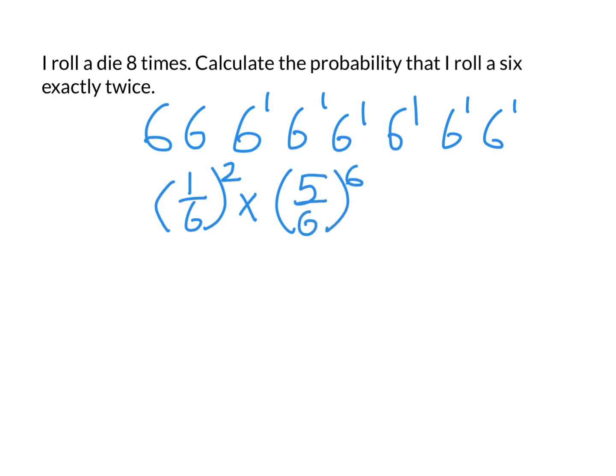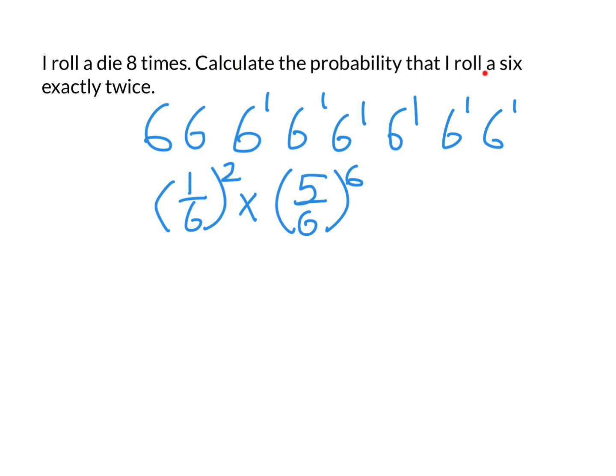So remember that each roll of the die is independent. That's why we can multiply the probability of each roll together. So 1 over 6 is to the power of 2 because there were 2 6s. 5 over 6 to the power of 6. So this is the probability you don't get a 6. This is the probability it happens 6 times in a row. But hang on a minute.